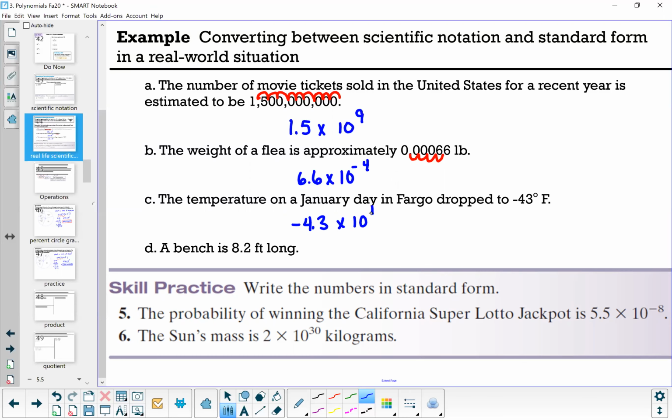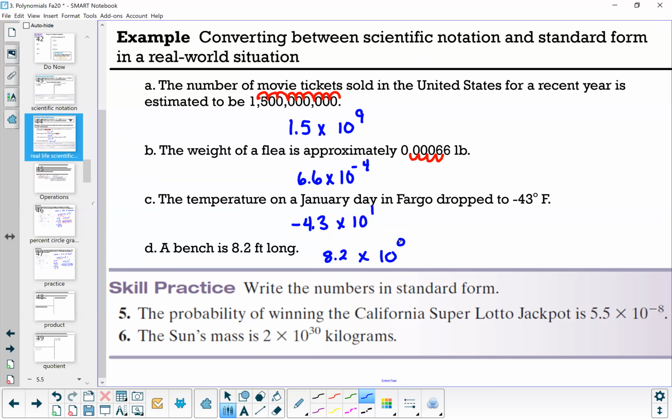D, a bench is 8.2 feet long. Okay, our A value is 8.2 times 10. We did not move the decimal point, so it's to the 0 power. And that makes sense because 10 to the 0 power is just 1, and 1 times 8.2 is 8.2. And again, this is an example where it doesn't really make sense to use scientific notation because it doesn't provide any convenience. Even though you can, that doesn't mean you should.